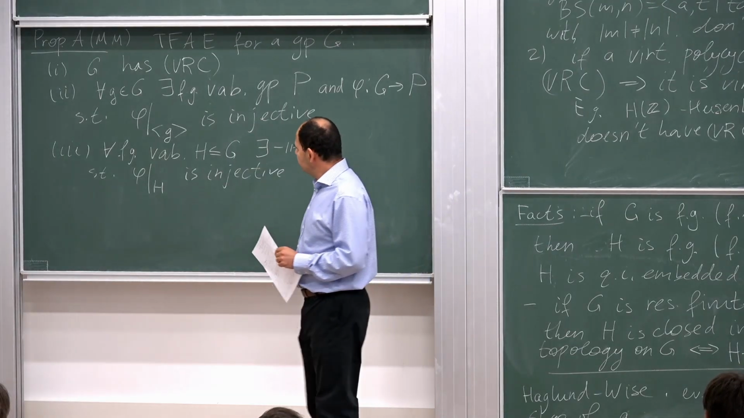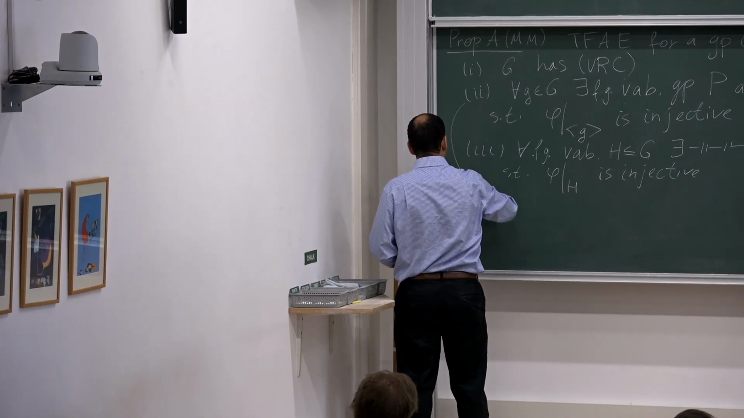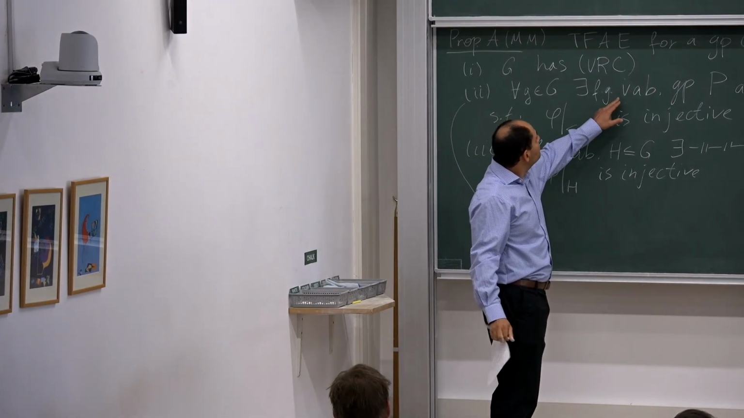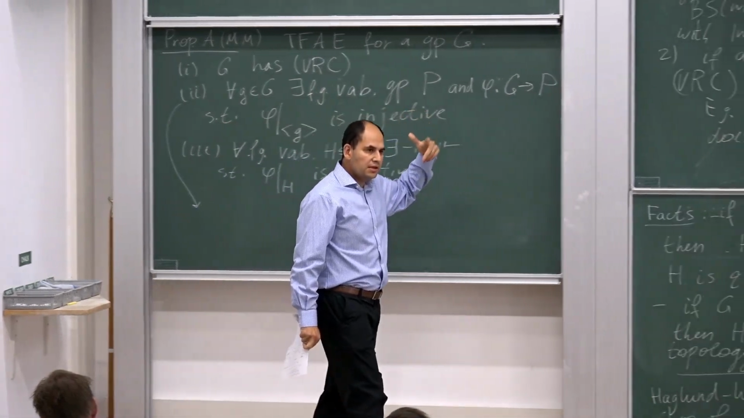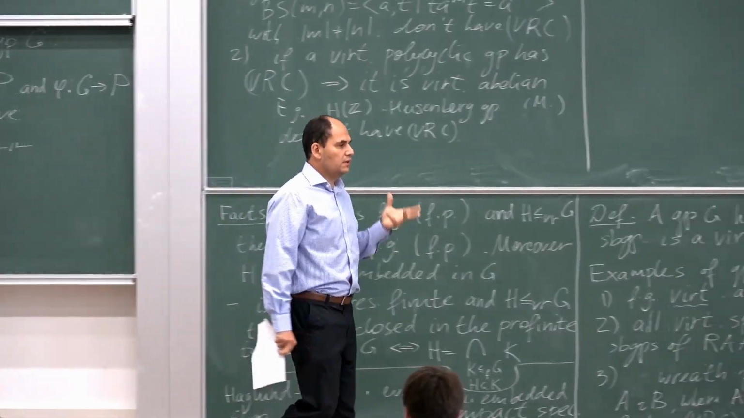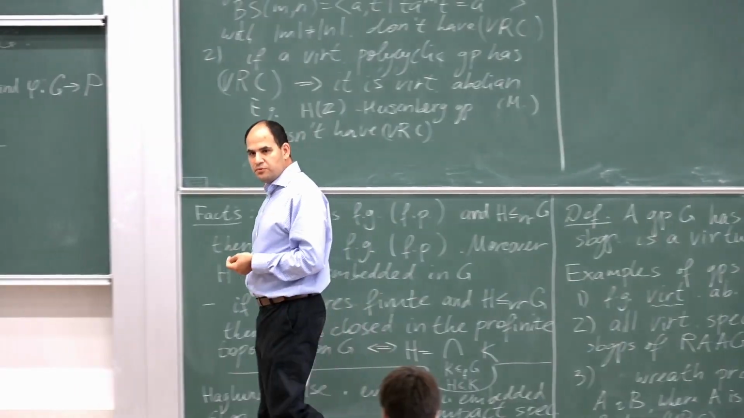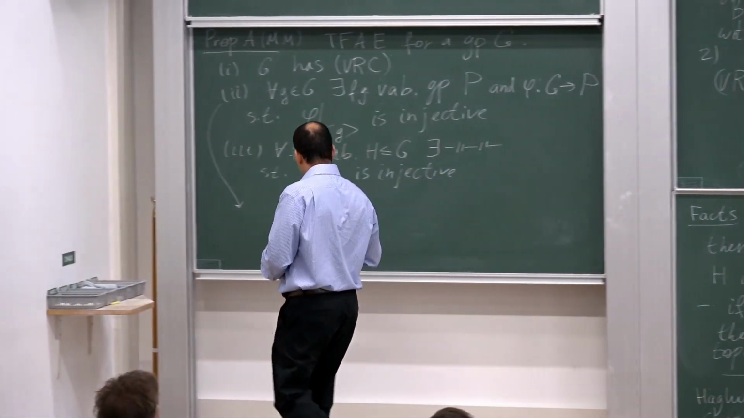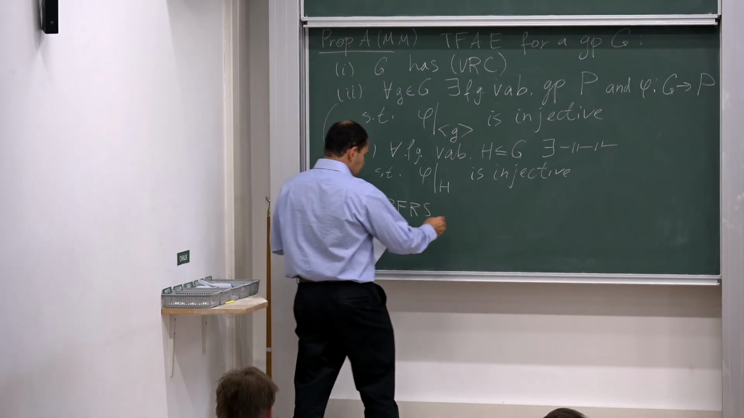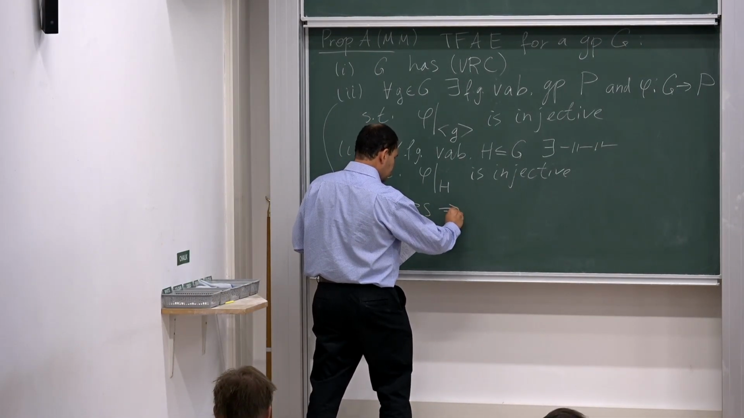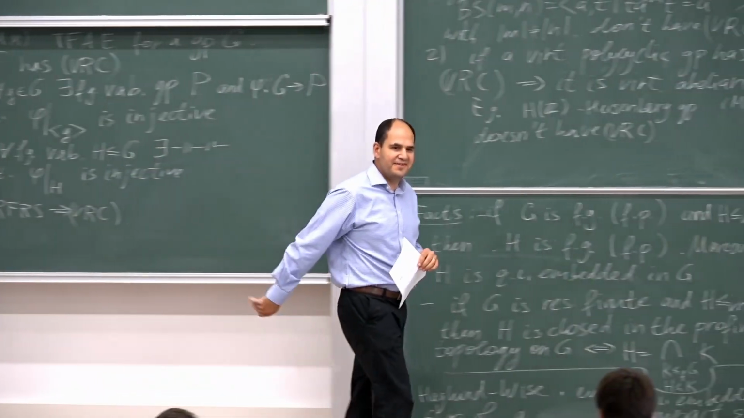All right, so if you look at this statement here, you can compare this. If I added here that the virtually abelian group P is locally indicable, meaning every finitely generated subgroup surjects onto Z, then this would define the reverse property. So this sort of shows that reverse implies VRC. If you know what reverse is; if you don't, ignore this.